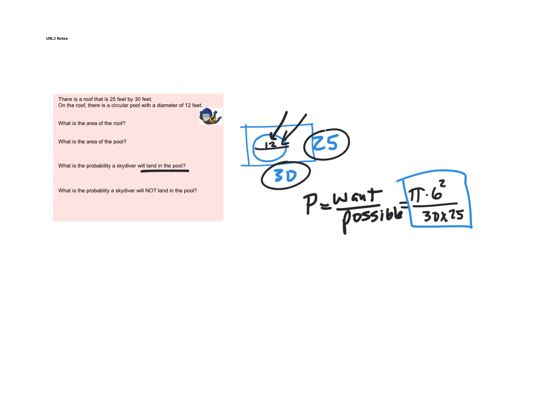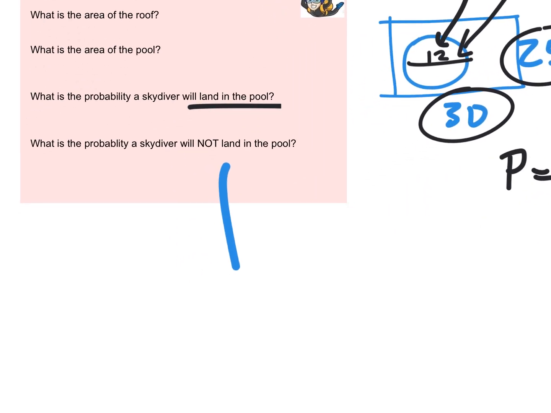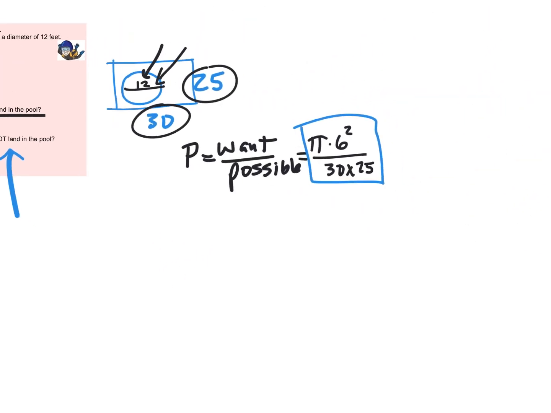All right, what's the probability you will not land in the pool? I tried to teach you that not means you take 1 minus whatever that was.